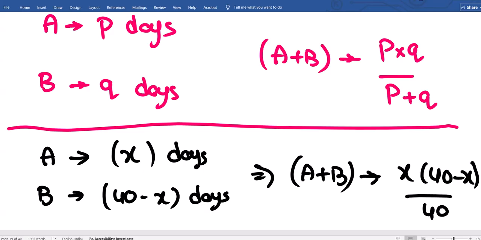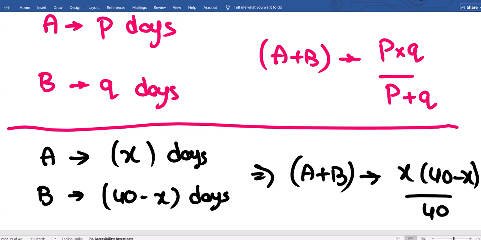Many people are in dilemma. What is that X? What is 40 minus X? Did anyone have the clarity for why 40 minus X? X and 40 minus X. Adding time taken by A alone to complete the work, time taken by B alone to complete the work. Adding both separately should be 40 days. In question, half is 20. Half of the work, half of the work 20. Full work should be 40.